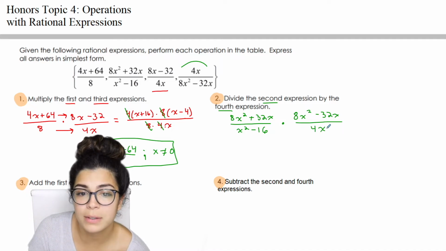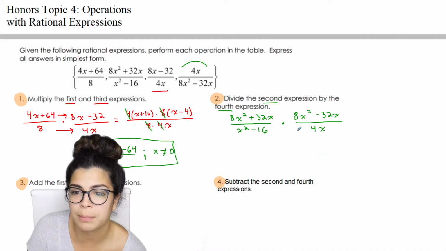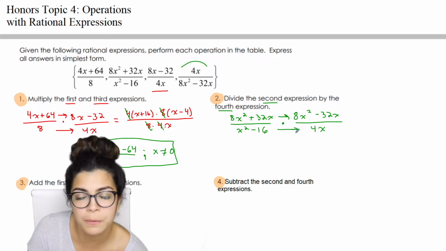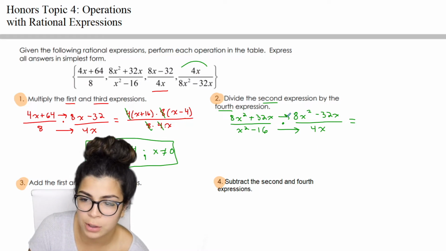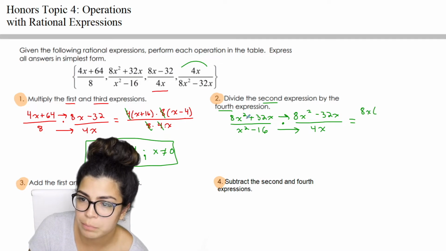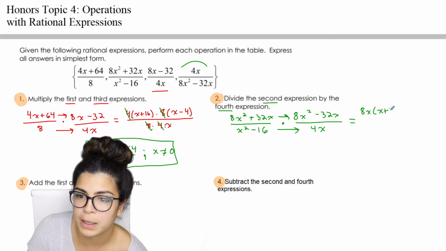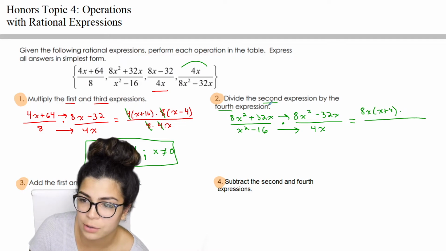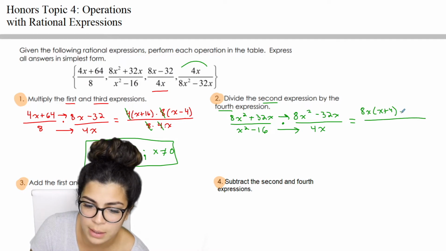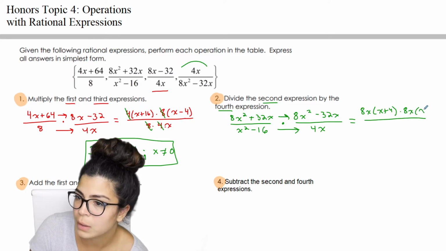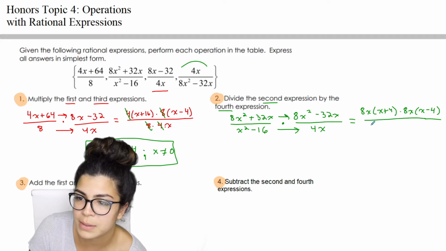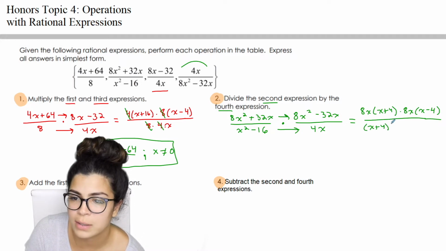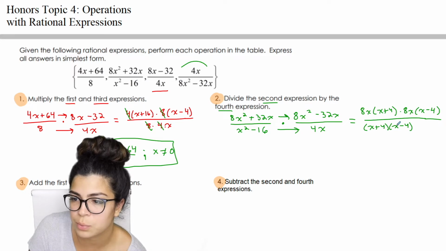Okay, so now this is multiplying, so top times top over bottom times bottom, basically same thing as before. Let's go ahead and factor the numerator as much as possible. We could factor out 8x, that would give us x plus 4, and that's multiplying with this one, which would factor out 8x, and that gives us x minus 4. In the denominator, this is the difference of squares, so that would factor into x plus 4 times x minus 4. And of course that's multiplying with 4 times x, which would just be 4x.